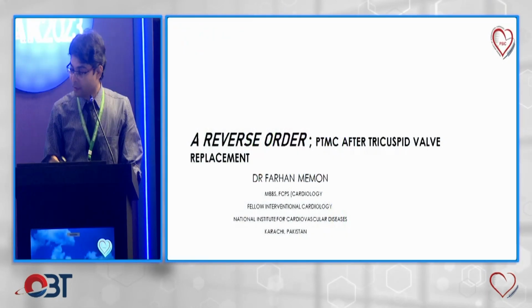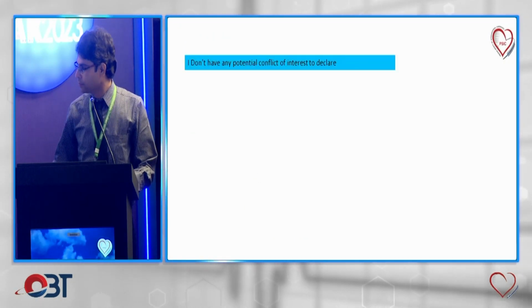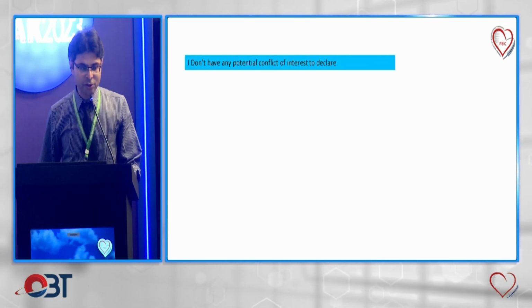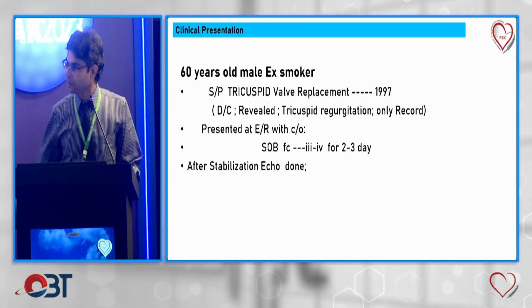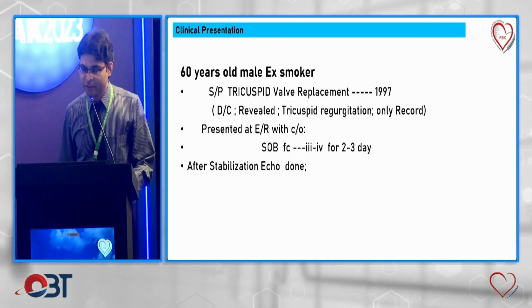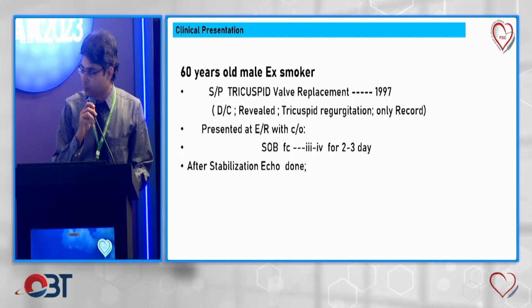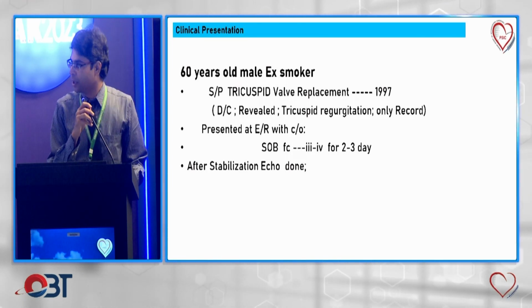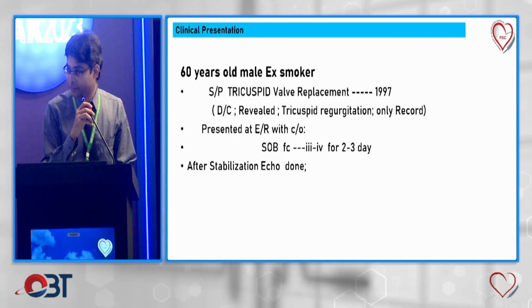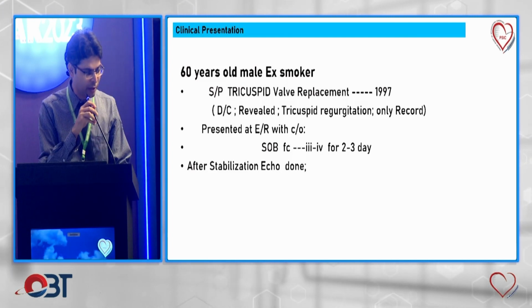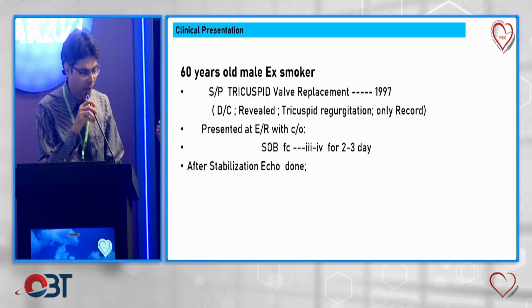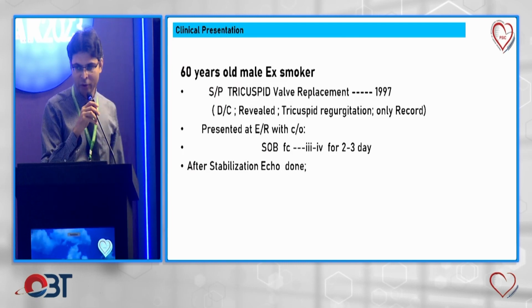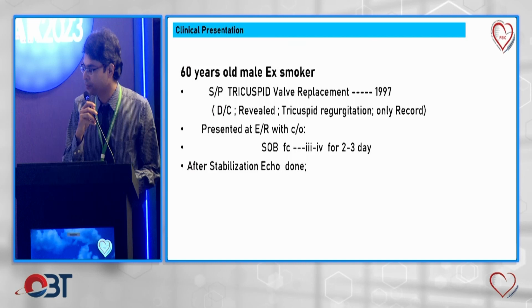Bismillahirrahmanirrahim. I am Dr. Farhan from the NICVD, going to present the case of reverse order. I don't have any potential conflict of interest to declare. Our patient was a 60-year-old male, an ex-smoker, with a history of tricuspid valve replacement in 1997, when he was 36 years old. The only record that we have is that his valve was replaced because of tricuspid regurgitation.